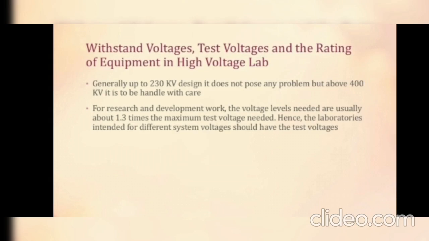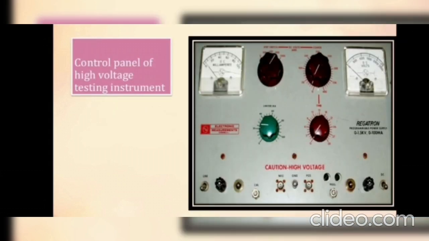Going forward, voltages above 400 kV are the voltages which may pose a problem if not handled with care. Research work needs 1.3 times the maximum test voltage. Hence large HV labs have different ranges of voltages depending upon the research work.